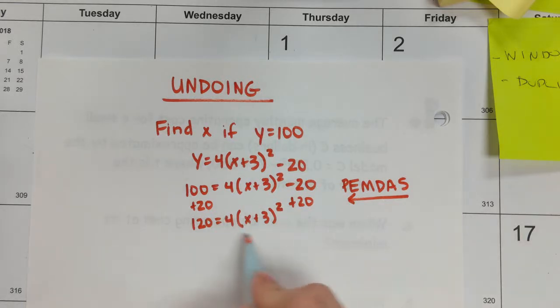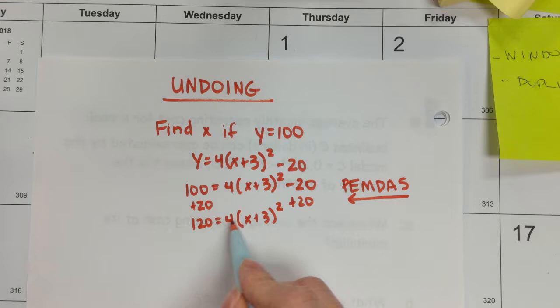Then, this step is where a lot of people are getting confused. You cannot distribute this 4. You cannot. The reason is because you have a squared out here. So that doesn't mean this is just x plus 3. This is really something else. So you can't distribute this 4.